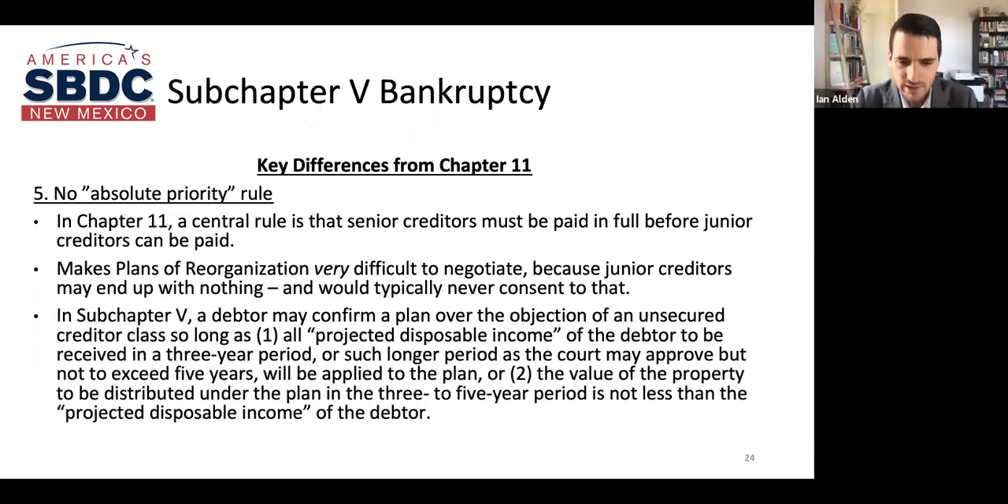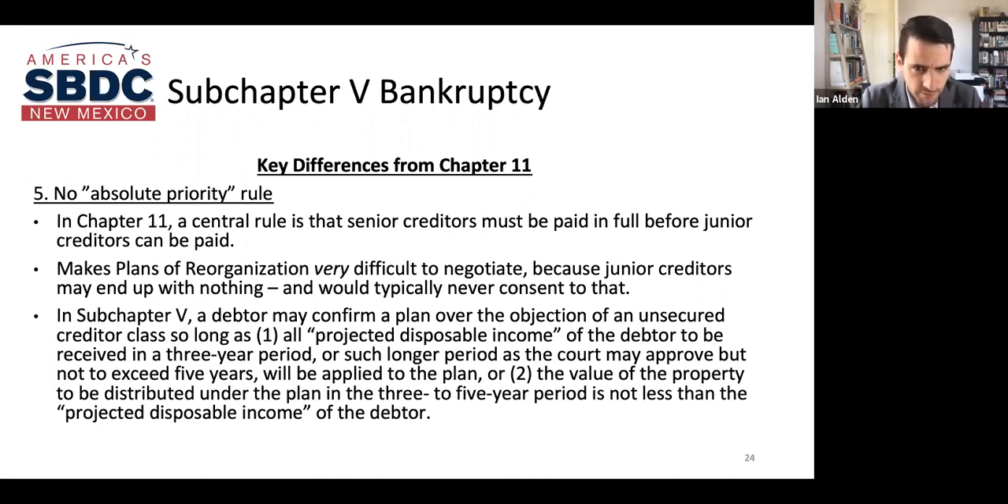No absolute priority rule. Now, this is what I was talking about. In Chapter 11, one of the central rules is that senior creditors must be paid in full before junior creditors can be paid. Senior creditors can be, for example, if you have multiple liens on all of the assets of the business, or they can just be older debts. The bankruptcy process involves categorizing creditors in a number of different ways, but the absolute priority rule in Chapter 11 requires that senior creditors must be paid in full before junior creditors can be paid anything. One of the reasons this makes plans of reorganization very difficult is because if there's not enough to pay the senior creditors everything, and then to pay the junior creditors anything afterwards, junior creditors aren't going to consent to the plan of reorg. They just won't, because why would they?